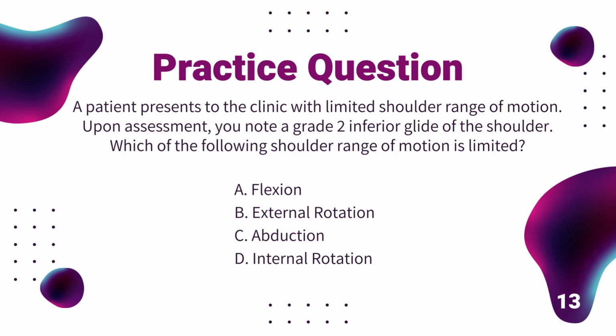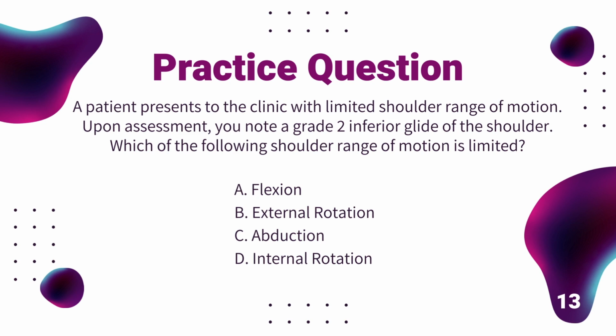So this patient's coming in with limited shoulder range of motion. So you know that, period. But then it says you note a grade 2 inferior glide. So what does grade 2 mean? Grade 2 means hypomobility. And now you're looking at the inferior glide specifically.